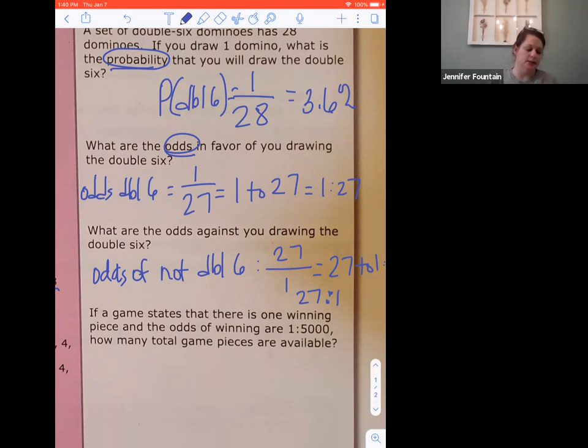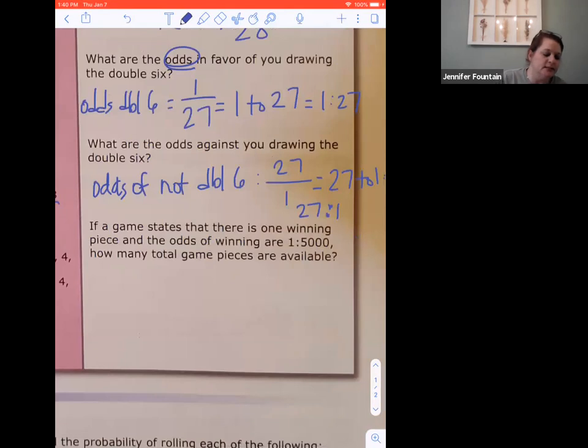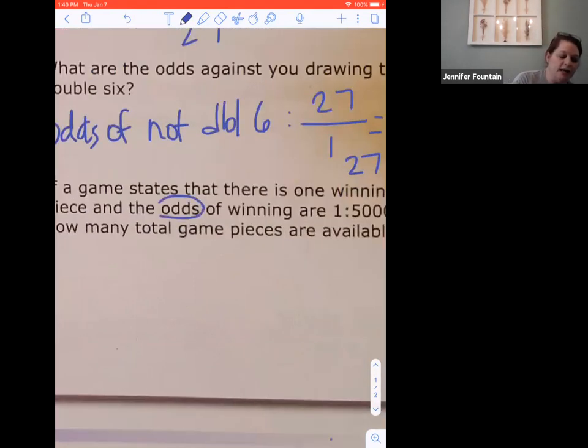All right, let's look at the last one here. It says if a game states that there is one winning piece and the odds of winning are 1 to 5,000, how many total game pieces are available? So let's think about this for a minute. It said my odds are 1 to 5,000.